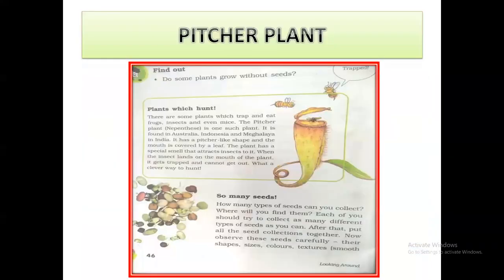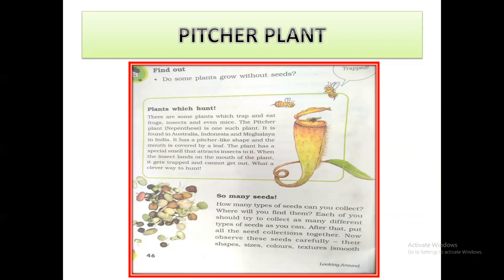We often imagine if a plant can talk or if a plant can walk, but a plant can eat. And this type of plant we get in Australia, Indonesia, and also in India. In Meghalaya state, we found this type of plant, and this is known as a pitcher, because the shape of this plant is like a pitcher.